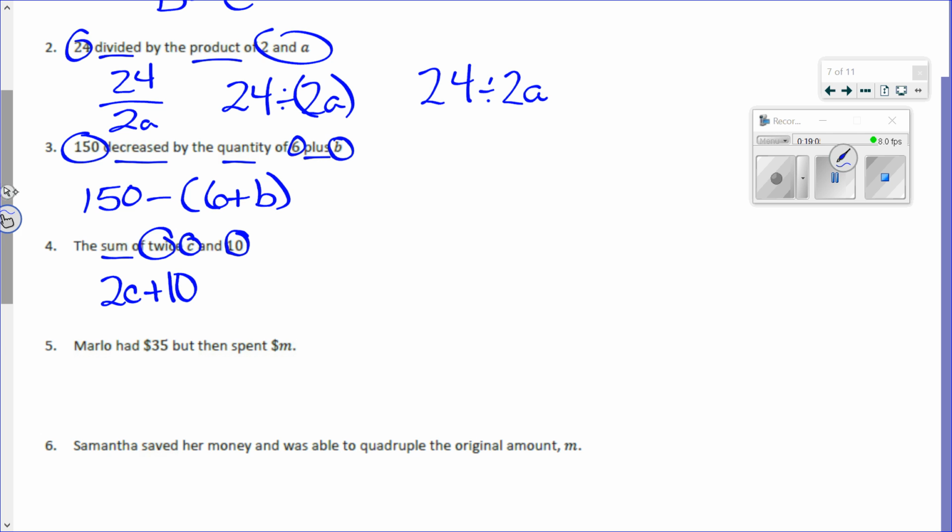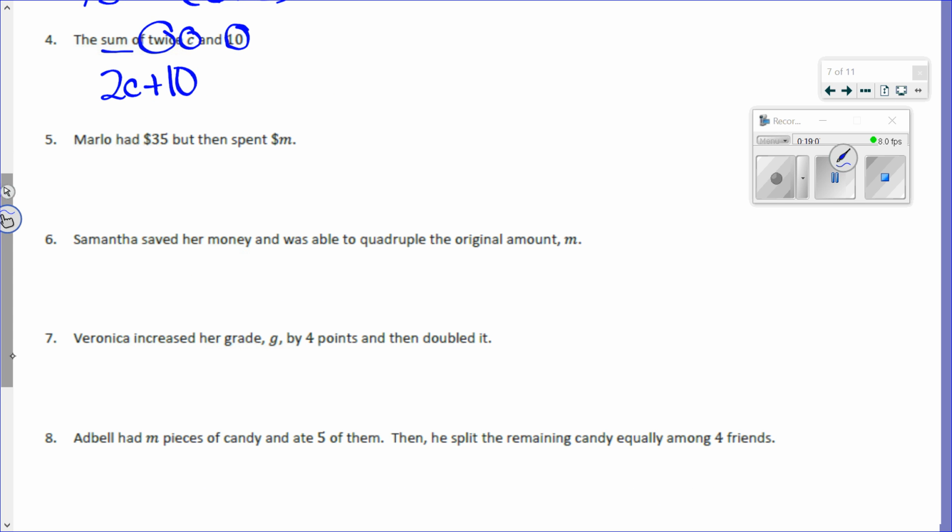David, sit in your chair properly. Milo had $35, but then spent M dollars. Spent means what? Minus. So I'm going to take my 35 and subtract M. Samantha saved her money and was able to quadruple, we hadn't really talked about that, the original amount M. Quadruple means what? 4 times.